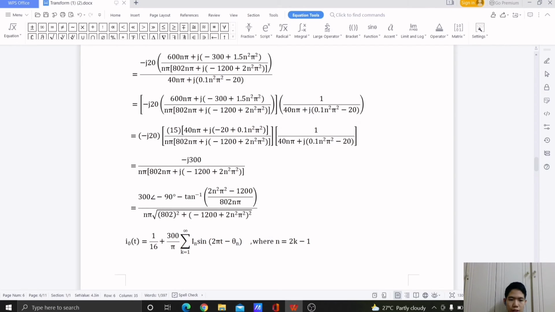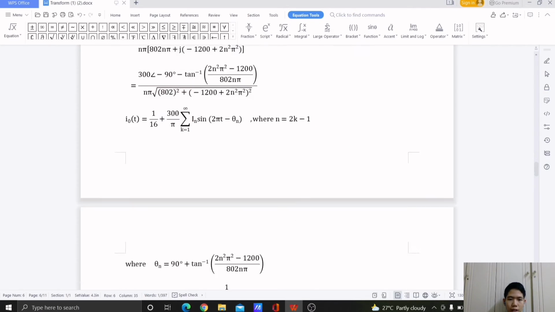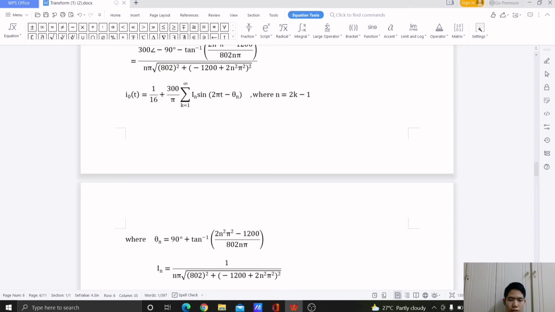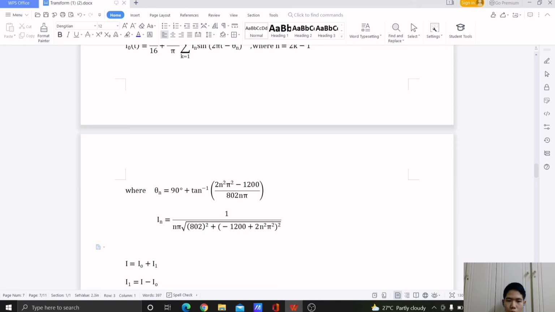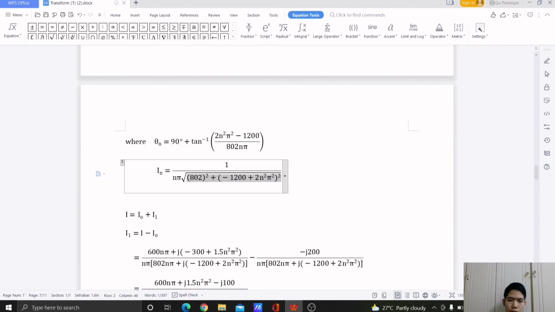So the I0 will become 1 over 16 plus 300 over pi, summation k equal to 1 to infinity, in sine 2 pi t minus delta n. And to find the 90 degrees plus arctangent, this is the arctangent of Bn over An. The Bn equals 2 n square pi square minus 1200, and the An is 802 n pi. So the value of In is 1 over square root of An square plus Bn square. So this is the value.